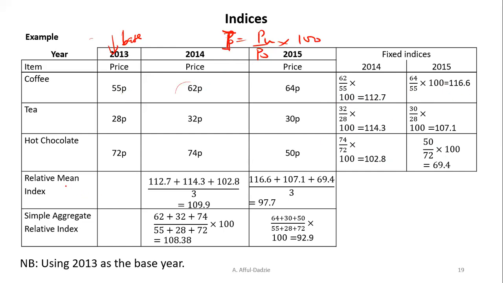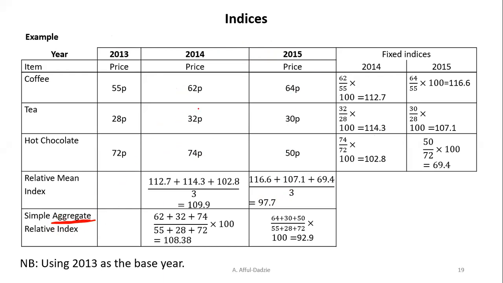So to find the mean relative index, we will sum this plus this plus this, and there are 1, 2, 3. So just like taking the average of the indices, that is the mean relative index. So we sum this and then the average is 109.9. The same for 2015, we sum and we take the average and we have 97.7. If we are computing it using the simple aggregate relative index, the word aggregate is what makes the difference.